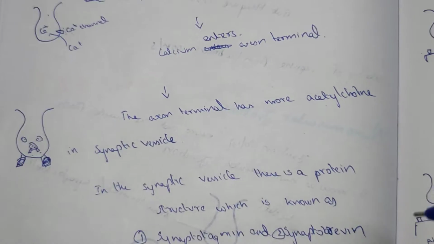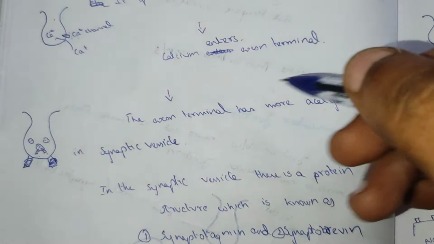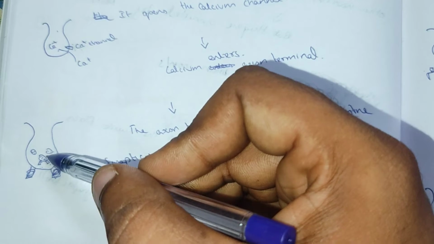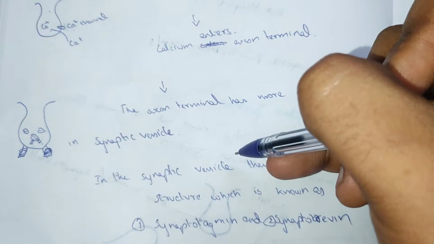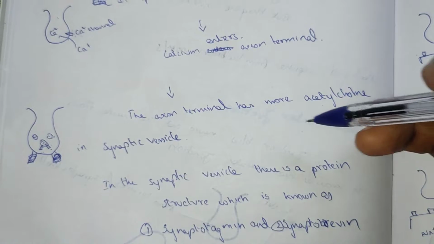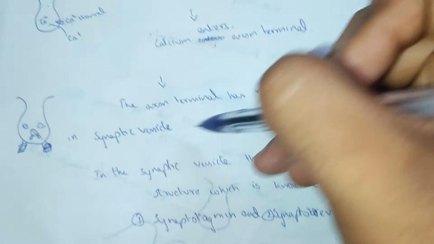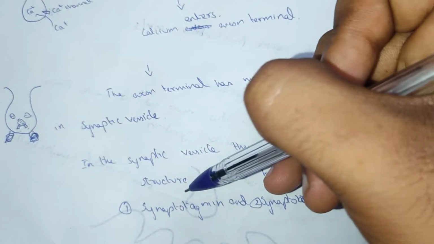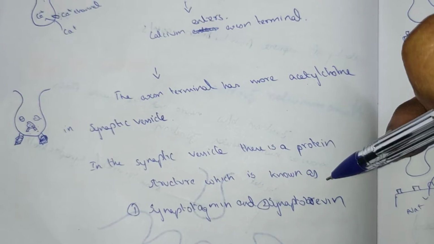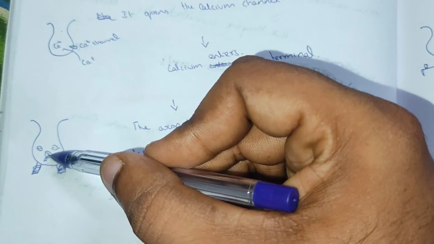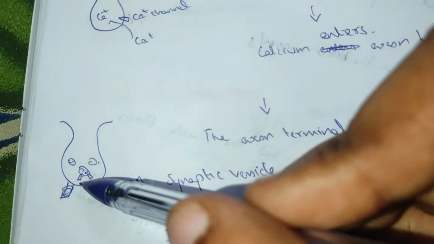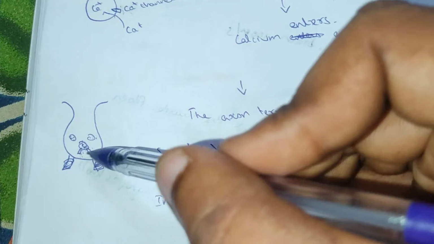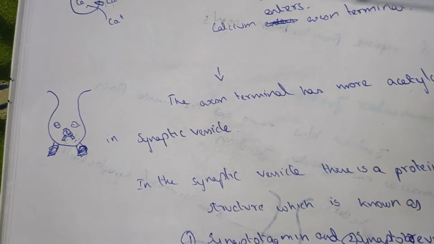Then the axon terminal has acetylcholine in the synaptic vesicle. These are the acetylcholine which is present in the axon terminal, inside the synaptic vesicle. In this synaptic vesicle, there are protein structures which are known as synaptotagmin and synaptobrevin. The dots inside it are acetylcholine, and this is the synaptic vesicle, and these are the two proteins, a hand-like structure, known as synaptotagmin and synaptobrevin.